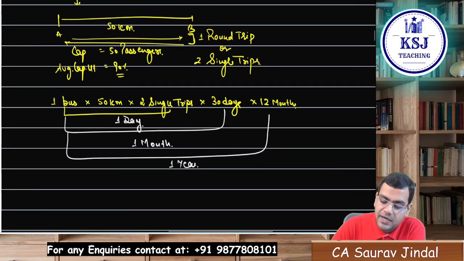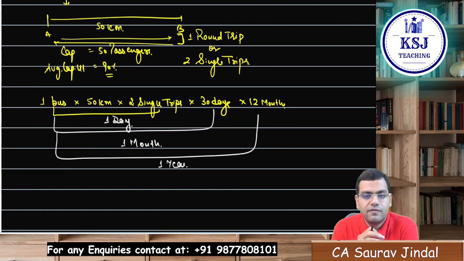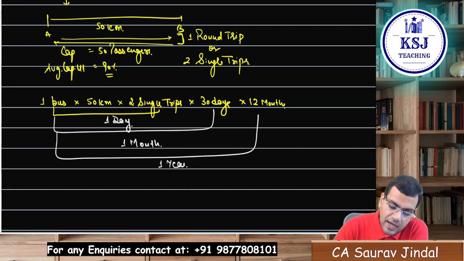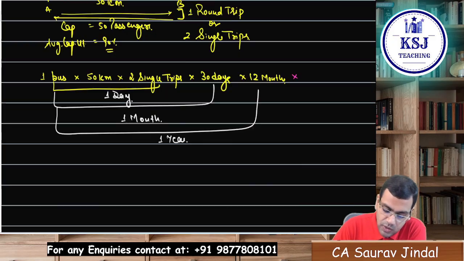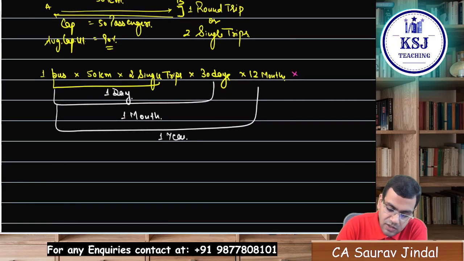So it will depend upon the question: what is the information that is given, what is the information that is required, whether given is for the month or for the year or for the day. Normally it will be either for the month or for the year, right?